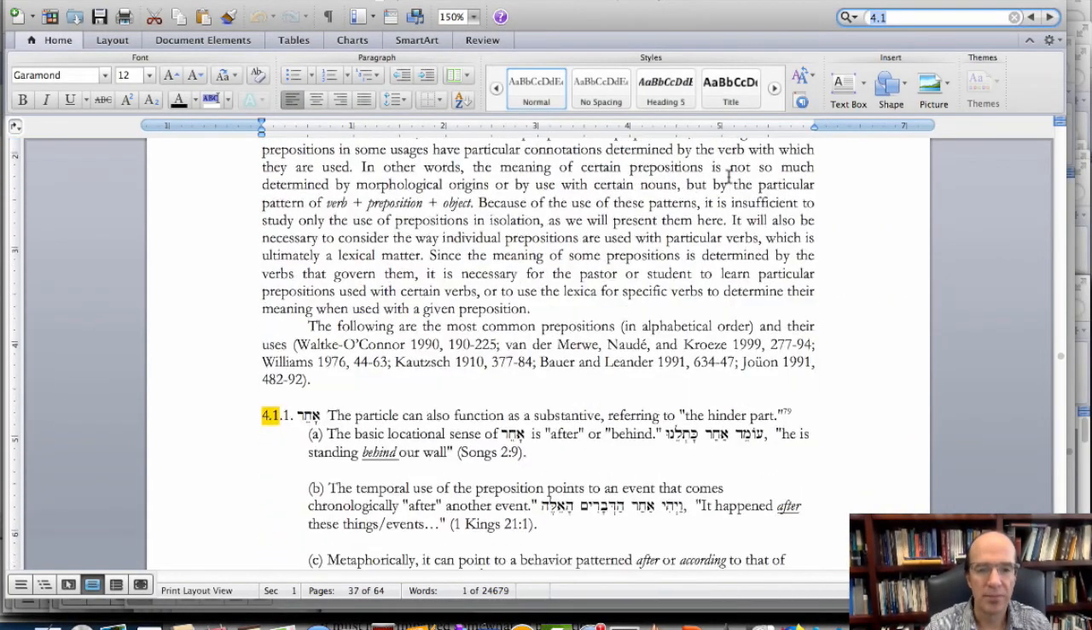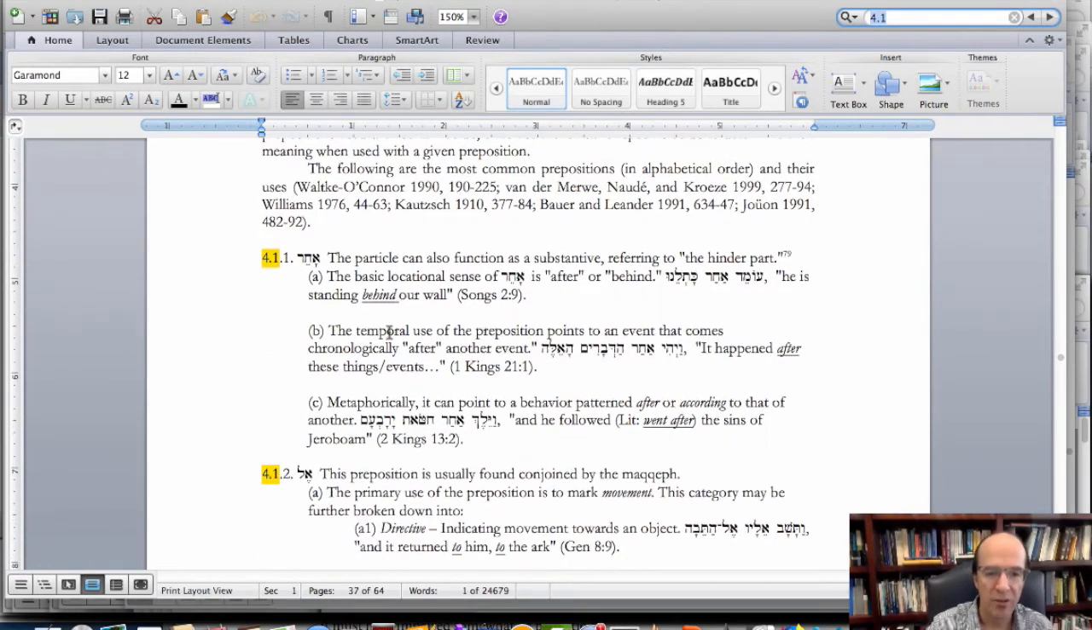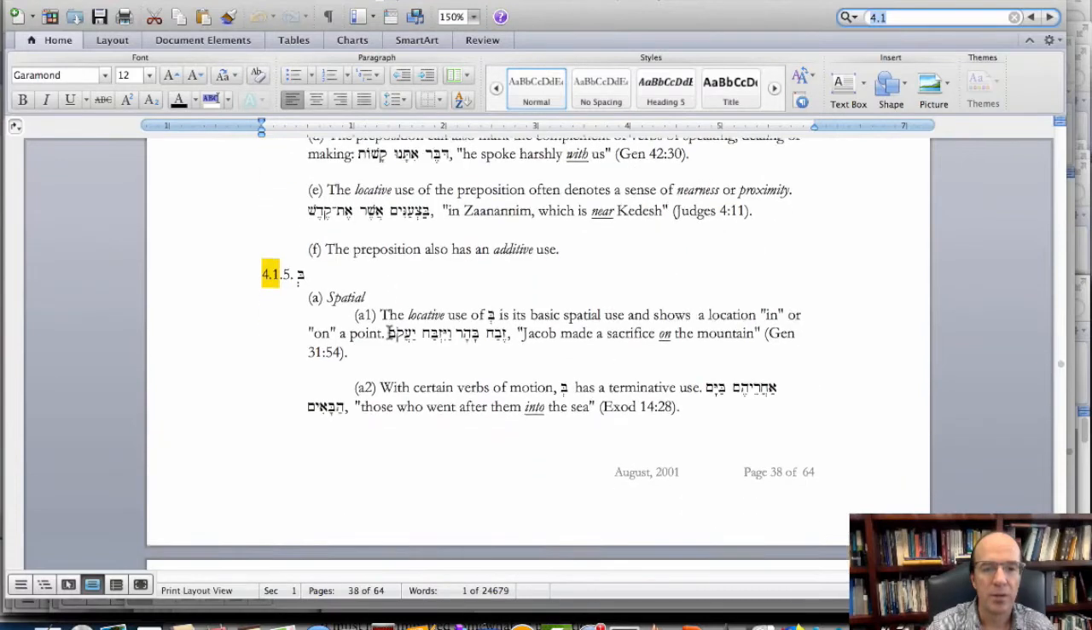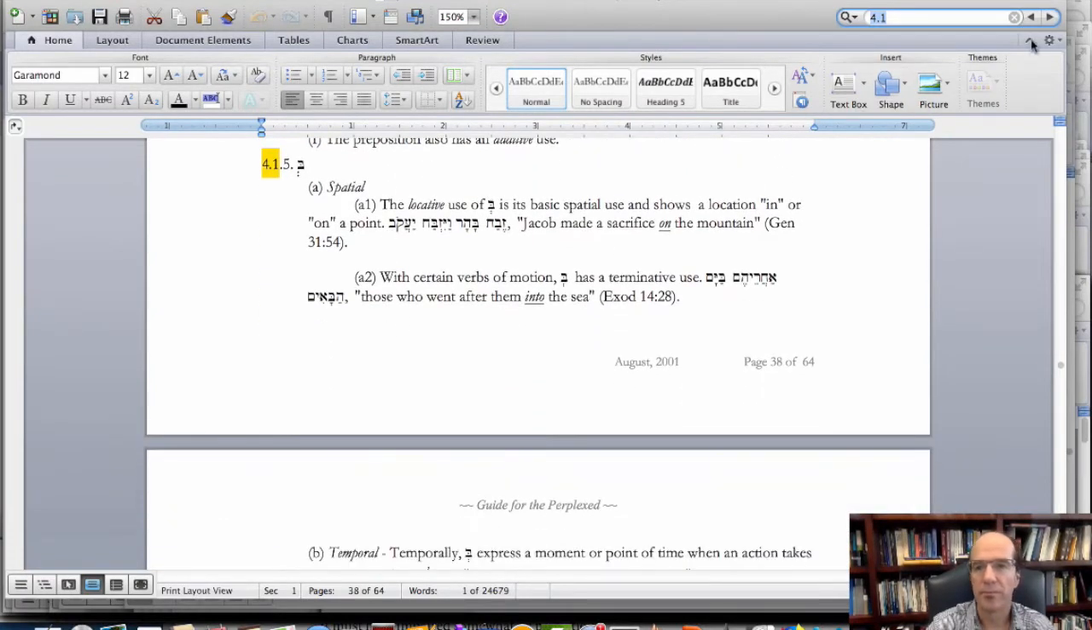Prepositions, sorry about that. The preposition section is going to be in alphabetical order, so we need to go down to bait. There it is. And so we have spatial, which is the basic one, which is location. So it does not walk in the counsel of the wicked. So that's a possibility there. It's the sphere in which the verb, the action occurs.